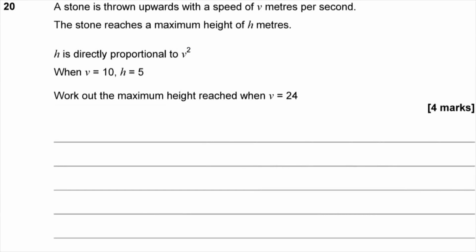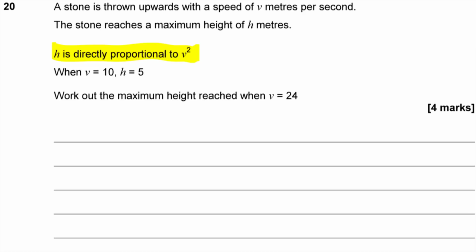Question 20. A stone is thrown upwards with a speed of v meters per second. The stone reaches a maximum height of h meters. h is directly proportional to v squared, and when v is 10, h is 5. Work out the maximum height reached when v is 24. Okay, so we've been given this. h is directly proportional to v squared.